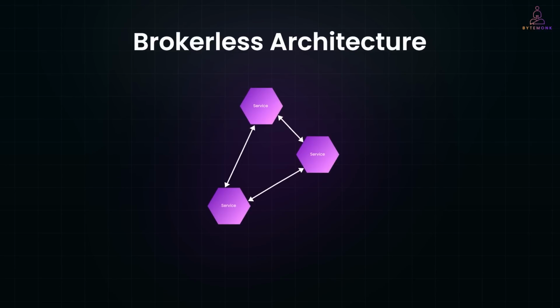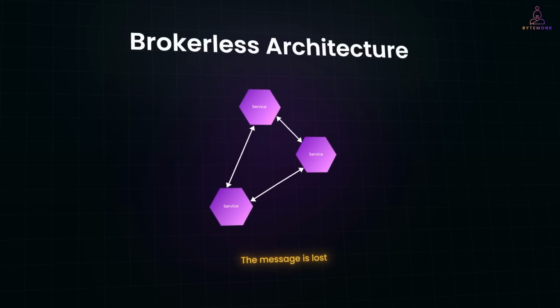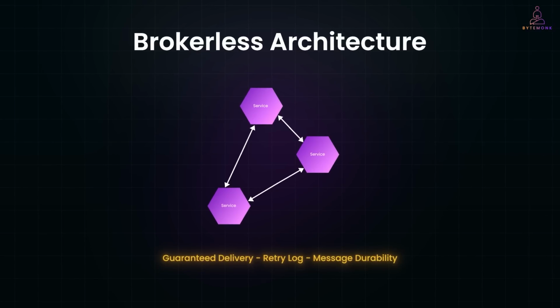But here is the catch. Services now need to know each other's locations. So you will need a discovery mechanism in place. And if either the sender or receiver is down, the message is lost. And implementing things like guaranteed delivery, retry logic, or message durability becomes way more complicated.